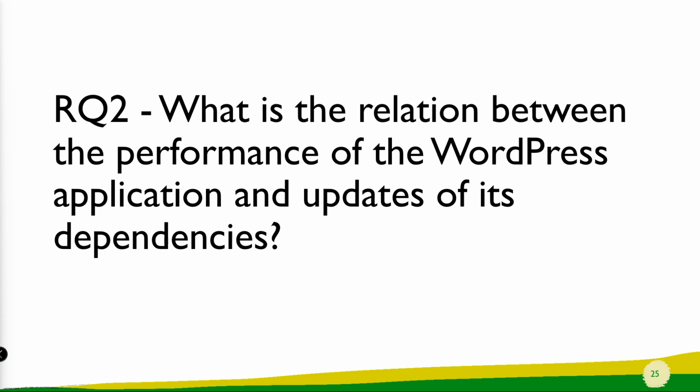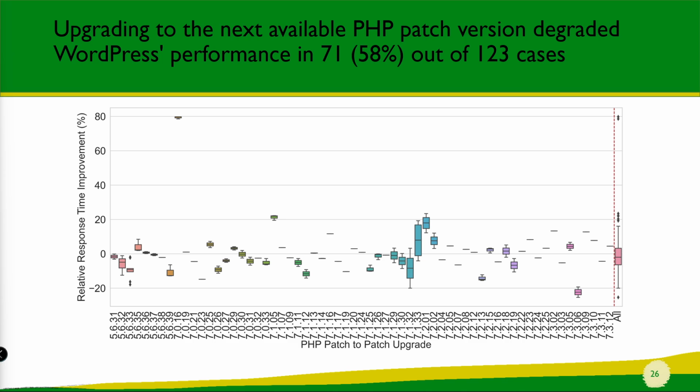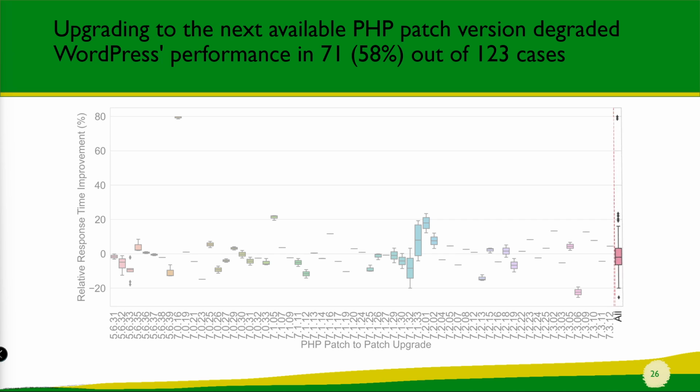Then, in research question 2, we try to answer what is the relation between the performance of the WordPress application and updates of its dependencies. This figure shows the relative response time improvement for PHP patch-to-patch upgrades. The last box plot in this figure shows the distribution of the relative average response time improvement for all consecutive patch-to-patch upgrades of the PHP.